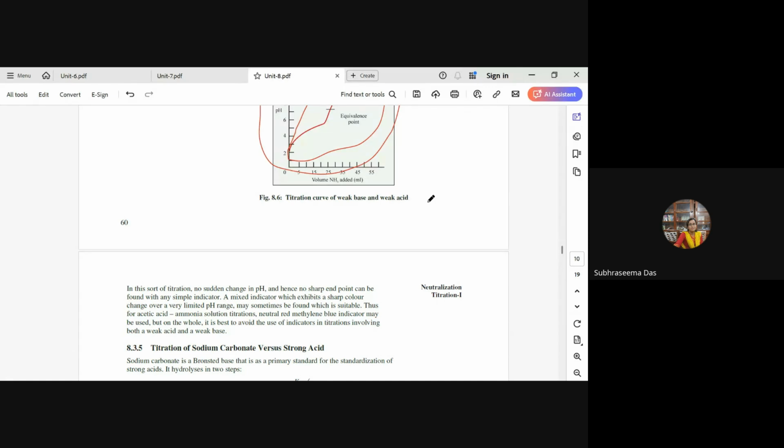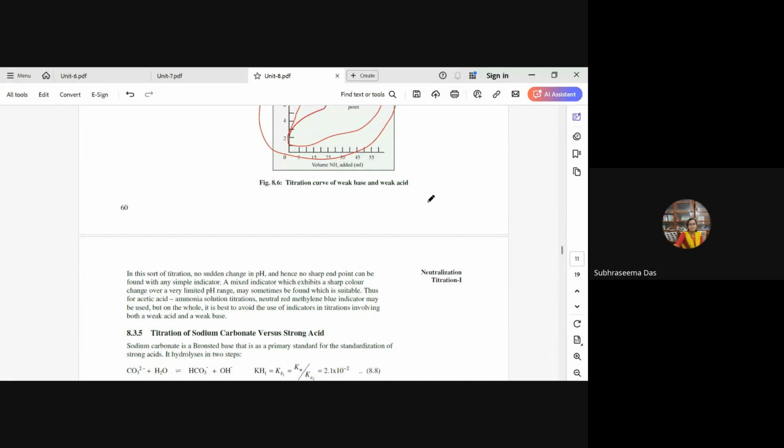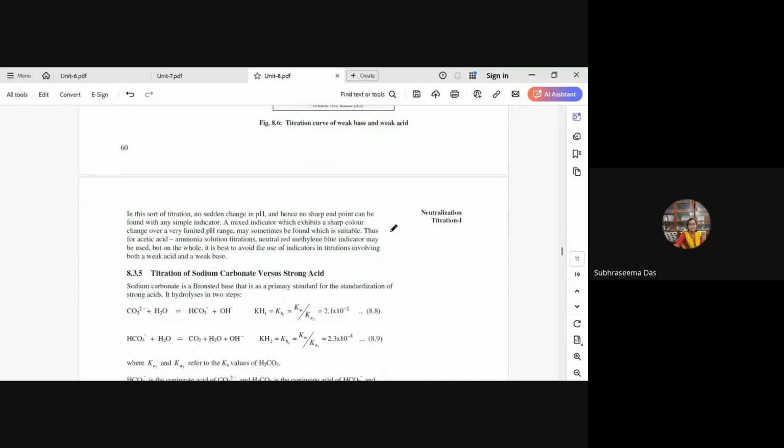Here in figure 8.6 it has been shown. So in this sort of titration, there is no sudden change in pH, there is no sharp endpoint, and no sharp point can be found. Here a mixed indicator which exhibits a sharp color change is mostly suitable. Thus, for acetic acid and ammonia titrations, neutral red methylene blue indicator may be used on the whole, but it is best to avoid the use of indicators involving both a weak acid and a weak base.